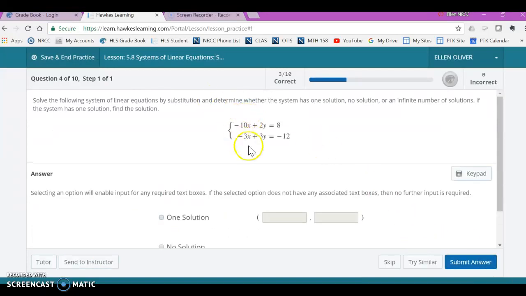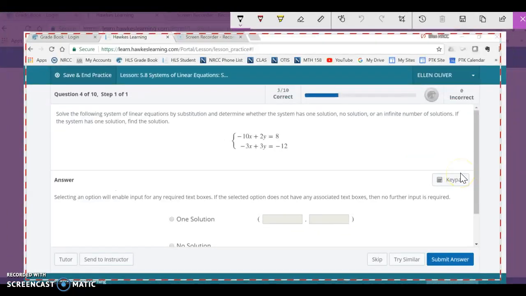All right, no obvious one to solve for. So I'm just going to take that first one and solve it for x. Negative 10x plus 2y equals 8. Take away 2y. Negative 10x is negative 2y plus 8.